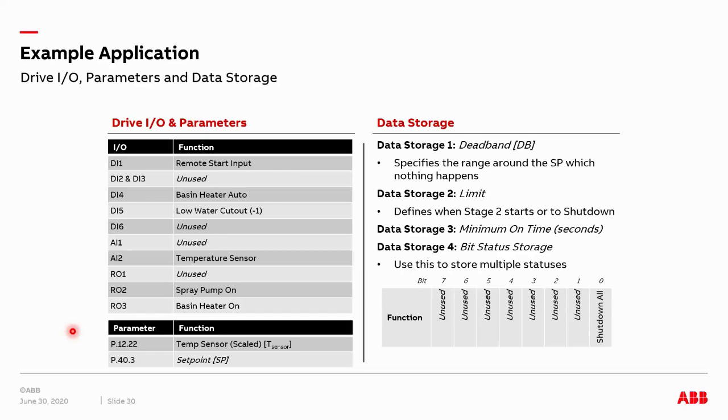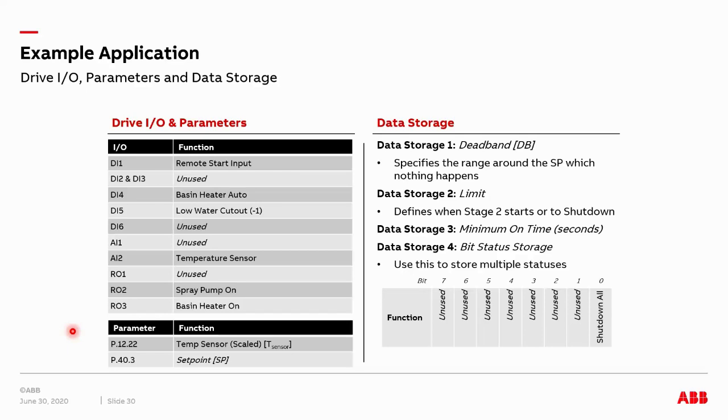Data storage, all 4 of them. First one, data storage 1, is going to be our deadband. That's going to specify the range around the set point, which nothing happens. So I'm usually going to set that to maybe 2 or 5 degrees. Data storage 2 is my limit. This defines when stage 2 starts or to shut down. So this is going to be the limits that I set around my operating time.